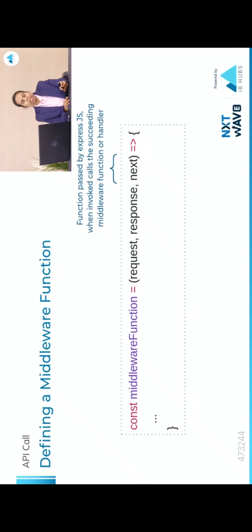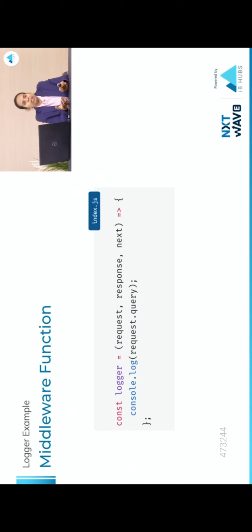Clear? Now what we'll do is create a logger middleware function. There you can see logger, for which request, response, and next are the arguments. Inside that, we just want to print the request.query. We are printing that. Clear? Now we have created the middleware function.